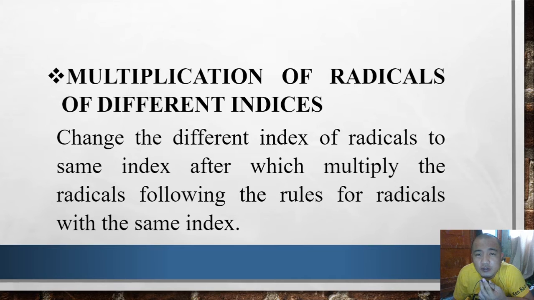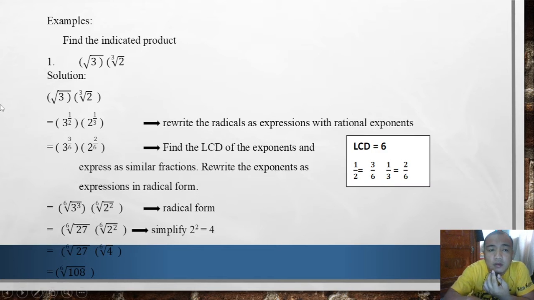Let us also proceed to how to multiply radicals of different indices. So change the different indices of radicals to the same index, after which multiply the radicals following the rules for radicals with the same index. How do we multiply radicals with the same index? Easy lang, di ba? Just multiply the radicands. But how about if they have different indices? Example, square root of 3 times the cube root of 2.